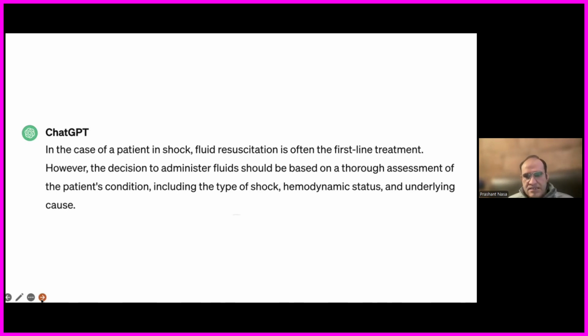However, the decision should be based on a thorough assessment of patient condition, including the type of shock, hemodynamic status, and underlying cause. I think you must have heard that so many times since this morning, that this is the way we should be managing fluid resuscitation. But to say it in two simple words is easy; it is very difficult to do at the bedside.